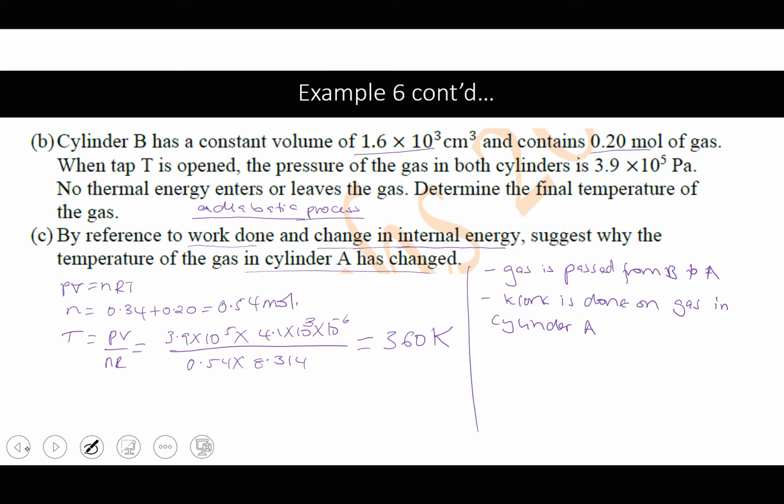Work is done on the gas in cylinder A, and since no heat enters or leaves the system, it is the internal energy, which we are going to explore in detail next, and hence the temperature, that increases.